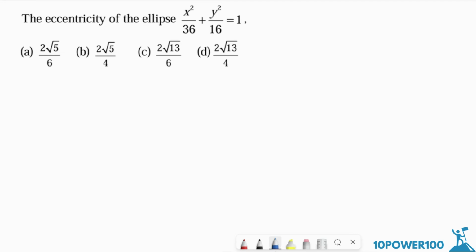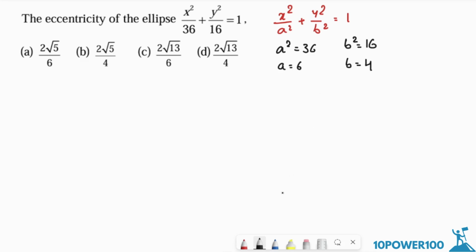Next question. The eccentricity of the ellipse x square by 36 plus y square by 16 is equal to 1. So the general equation you should know to solve this first. The general equation of ellipse is x square by a square plus y square by b square is equal to 1. Now if you compare a square and b square, a square is equal to 36 and b square is equal to 16. So we get a is equal to 6 and b is equal to 4, the two terms.